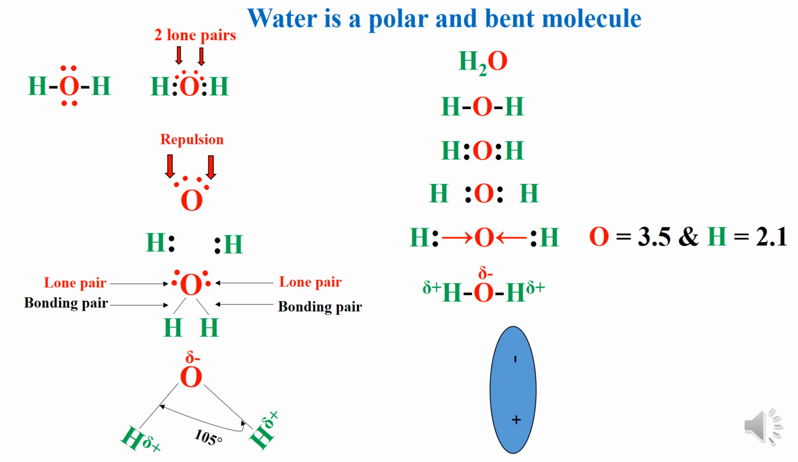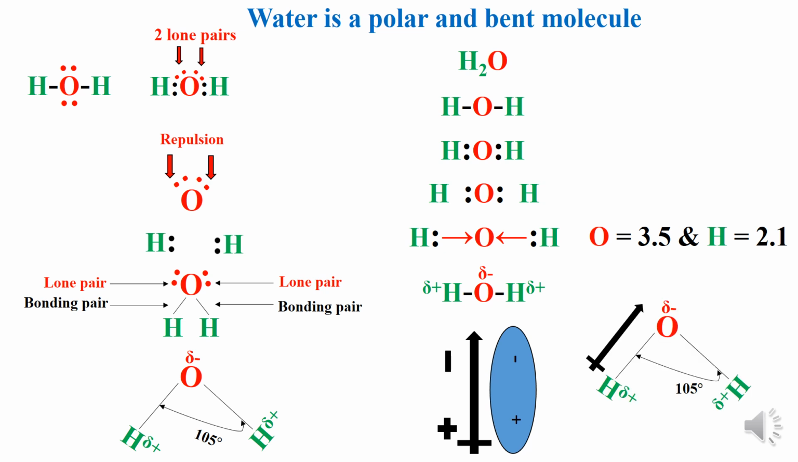Now the water molecule has a positive end and a negative end. Water molecule has a dipole. The crossed end is the positive end and the arrowhead is the negative end. The region between the two hydrogen atoms will be the positive end, while the oxygen atom will be the negative end. And that is how water is a polar and a bent molecule.